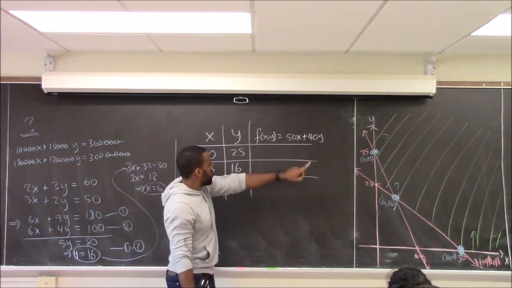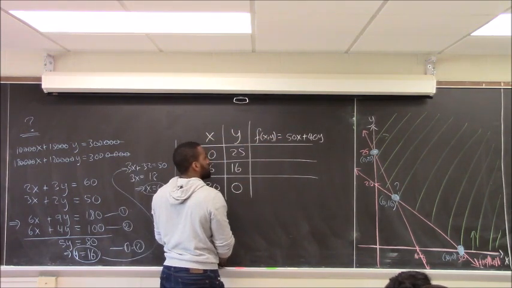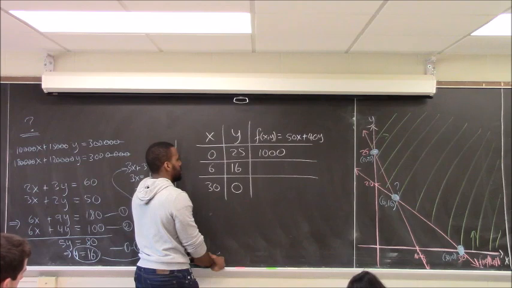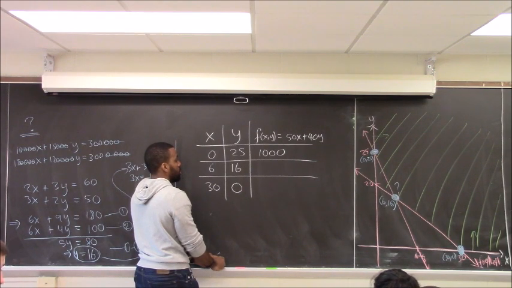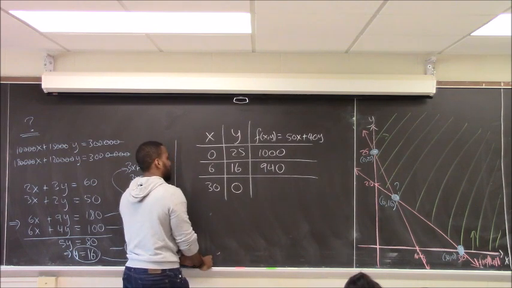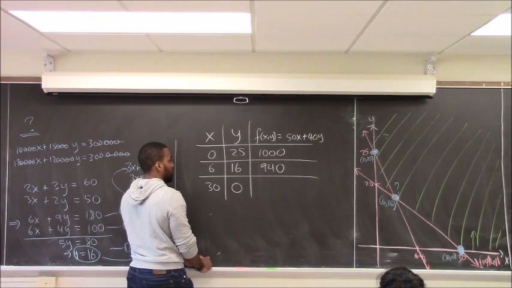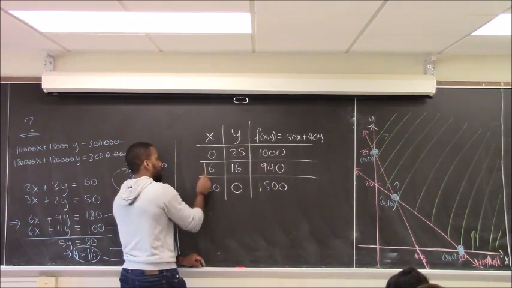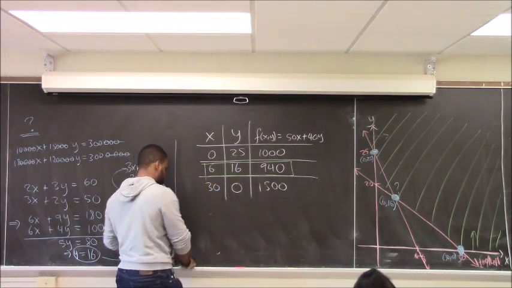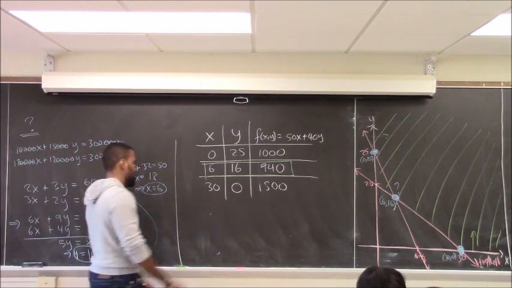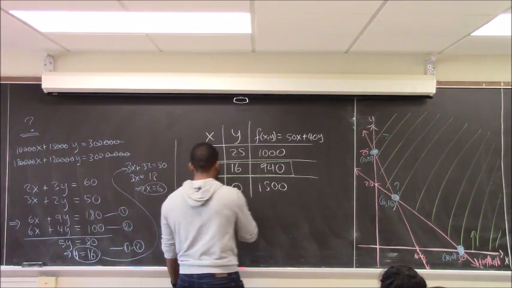So 50 times 0 plus 40 times 25 is going to be what? 1,000. 50 times 6 plus 40 times 16. And 50 times 30? Yeah, and that's going to be the winner. That's the cheapest premium. So under these conditions, with those premium values, that's the best price to pay for your insurance. This means the minimum premium cost.